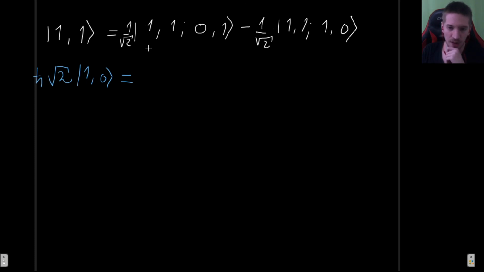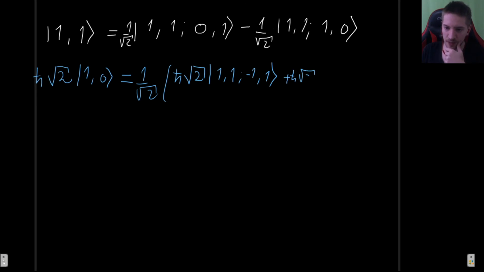When the first lowering operator acts on this, we get, well, let's factor out 1 over square root of 2, by the way. So when the first operator acts on this, we get h bar square root of 2 acting on 1, 1 minus 1, 1. And now the second lowering operator acts on it, and we get plus h bar square root of 2 acting on 1, 1, 0, 0. Once again, they are all adding up to 0, so everything is checking out.